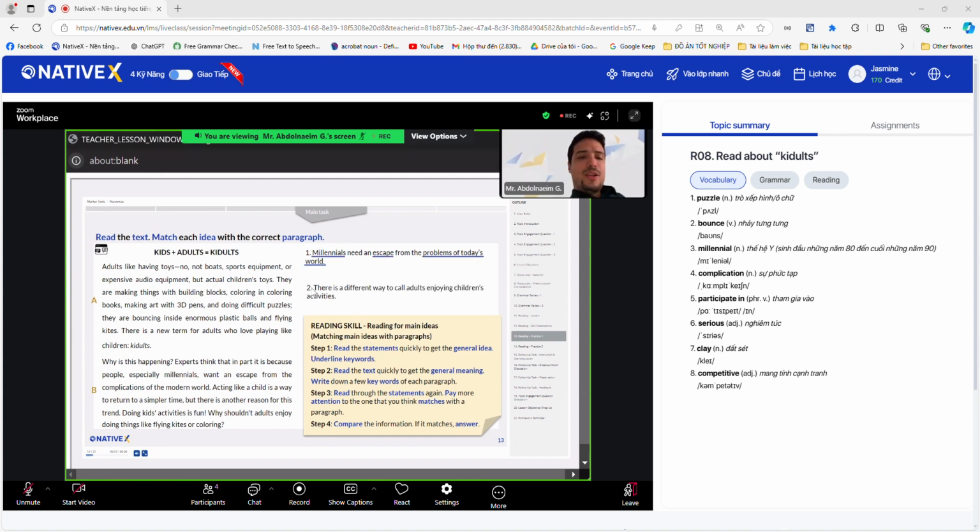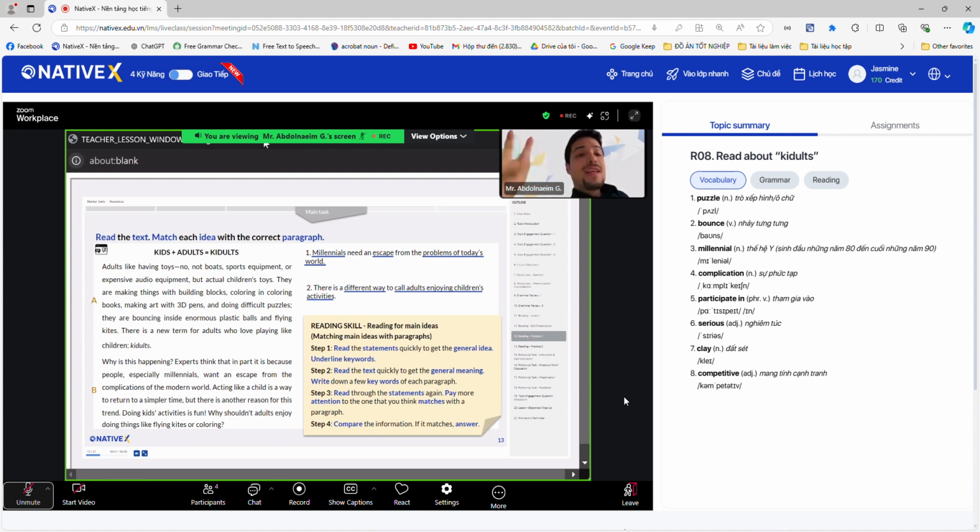Ms. Jasmine, can you read number two and tell me the keywords? Number two, there is a different way to call adults enjoying children's activities. The keywords are different way, adults, enjoy children's activities. Exactly.